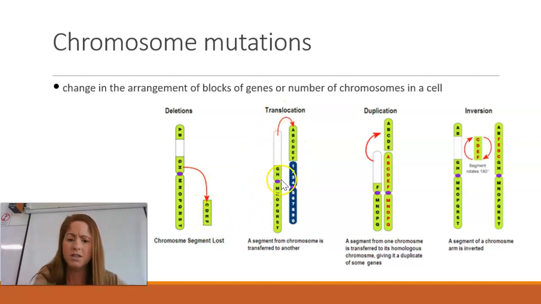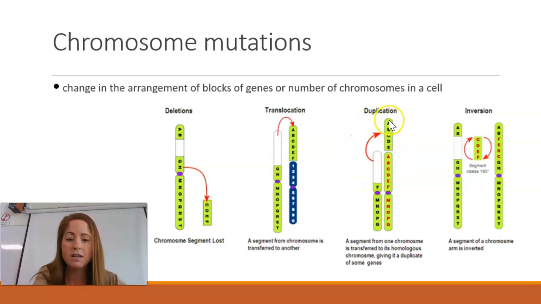In a translocation, a segment or a piece of the chromosome is transferred to another chromosome. So put onto the other chromosome. It could even be its homologous pair, but a piece of it breaks off and goes onto the other chromosome. Again, that could potentially be catastrophic. A duplication is a segment of a chromosome or a piece of chromosome that's transferred to its homologous pair.